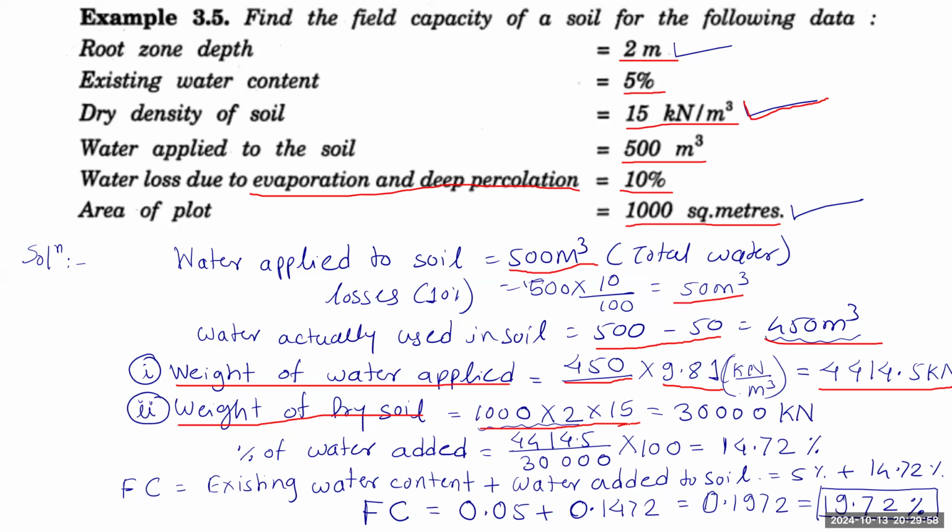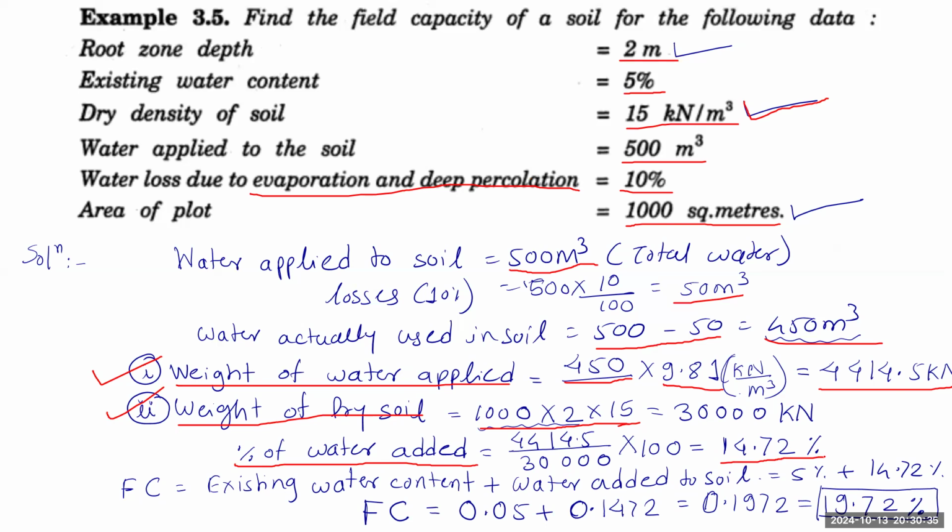Now from these two weights, that is the weight of water applied and the weight of dry soil, we get how much water is added, the percentage of water. So how do we calculate the percentage of water added? Percentage of water added is equal to the weight of water applied upon the weight of dry soil into 100. So we get the percentage of water added as 14.72.